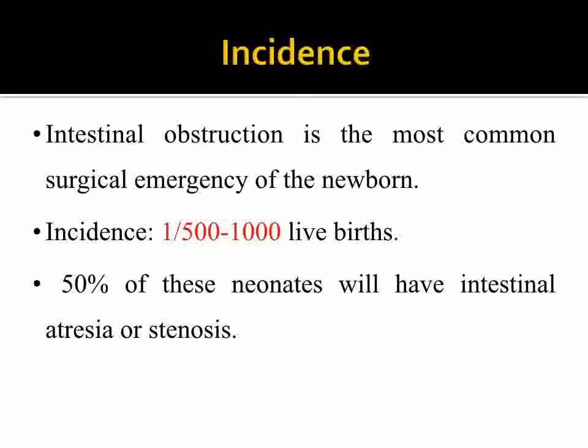The incidence is about 1 in every 500 to 1000 live births. 50% of these neonates will have either intestinal atresia or stenosis. As we will discuss later, there are different causes for neonatal intestinal obstruction, like intestinal atresia, intestinal stenosis, malrotation, meconium ileus, Hirschsprung disease, etc. 50% of these cases are due to intestinal atresia.